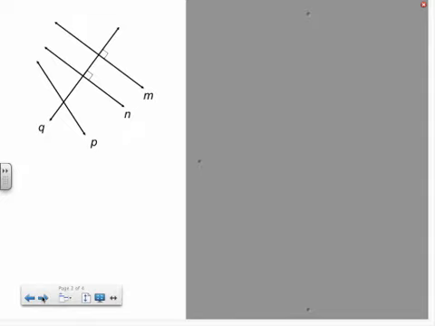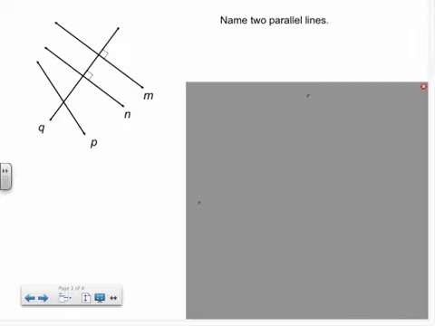Now that we've got these terms down, let's see if you can identify a couple of these. So in my diagram here, I have 3 lines that are all intersected by line Q. So first I want to name 2 parallel lines. Parallel lines, remember, are 2 coplanar lines that never intersect. So lines M and N look like they're never going to meet, so I can say that those two are parallel.